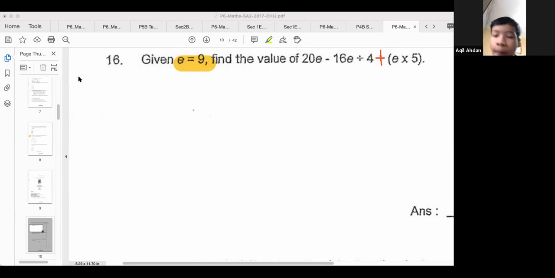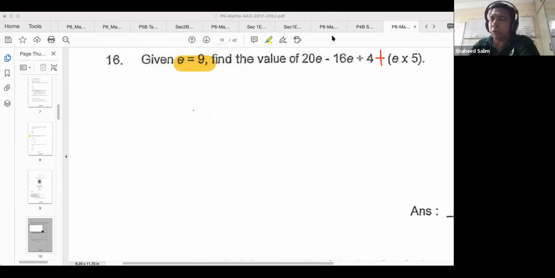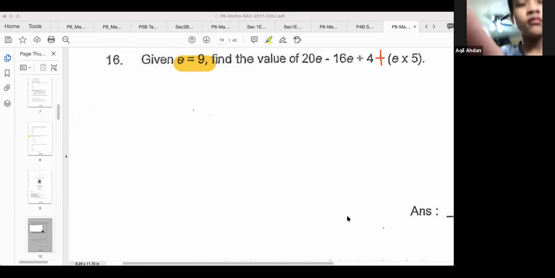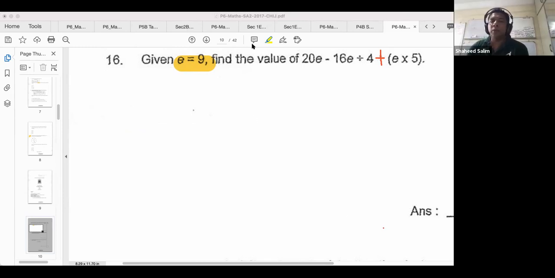Let us see. Let me check. 9e divided by 4. No, you are supposed to put in the value. So Zahin has already given an answer. Let us see whether it's correct. This is question 16. According to the answer key, it is more than 100. So you got to find out.